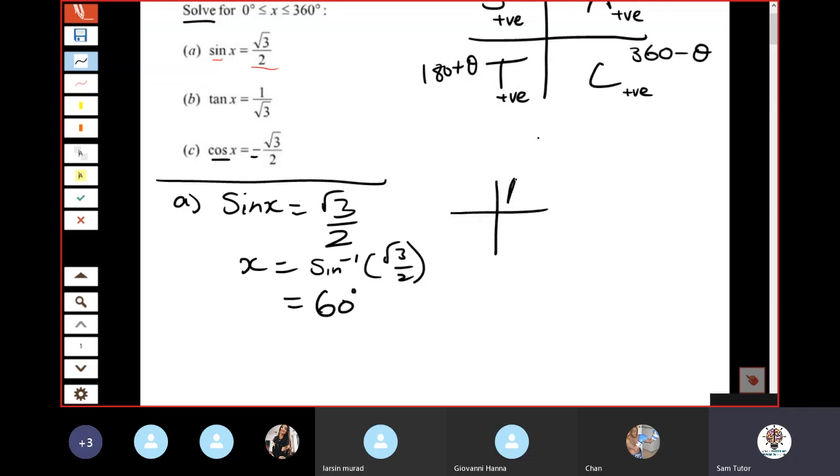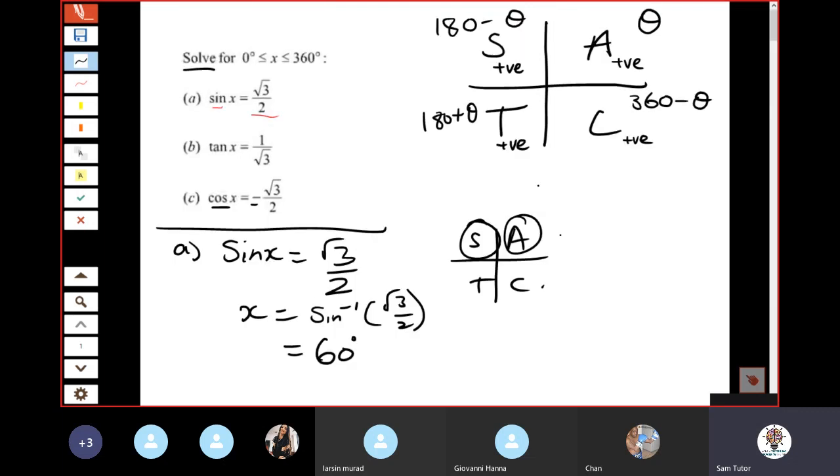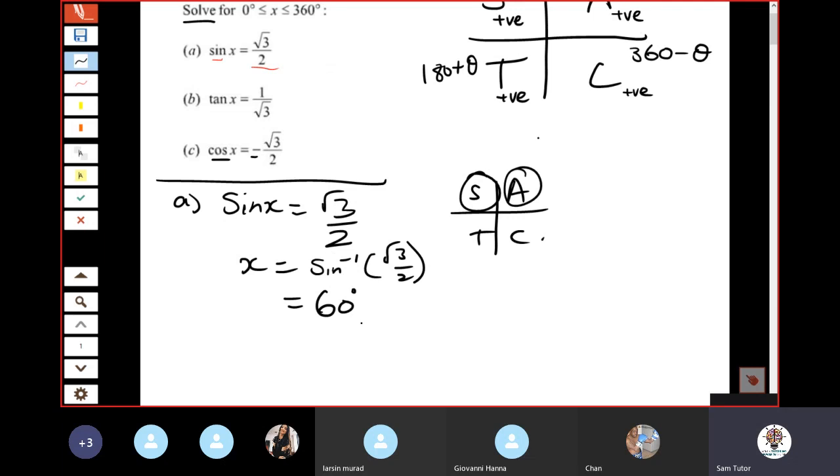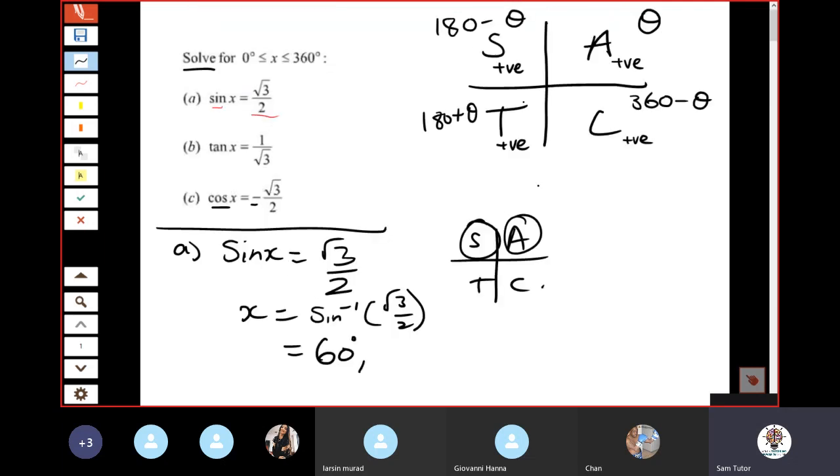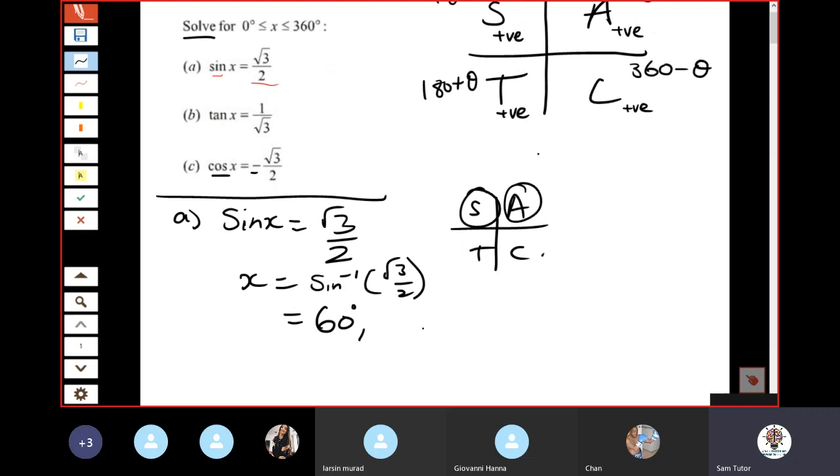Then what we ask ourselves is, all stations to central, where is sine positive? Well, sine is positive here and here. So the answer you should get is the first theta, or the first x value, there it is. The other answer must be 180 minus theta. So 180 minus 60 is 120 degrees.